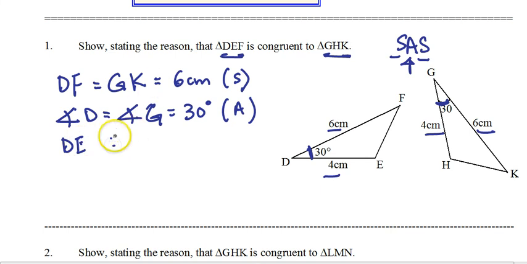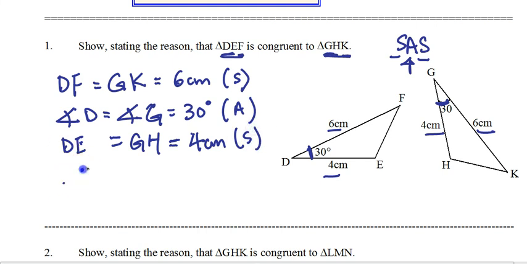DE, we check the corresponding side. DE will correspond to GH. So let's look at GH here. Corresponds to GH, which is equal to, something's wrong with the pen today, equals to 4 cm, which gives you the side.